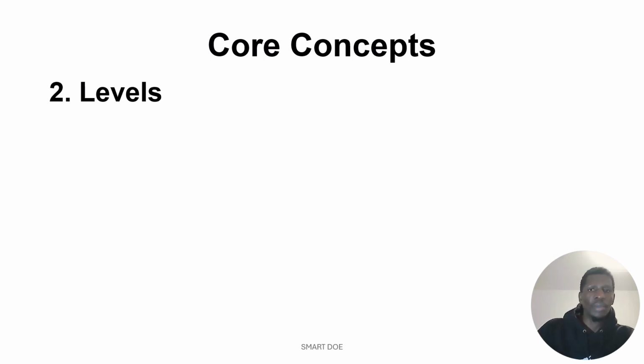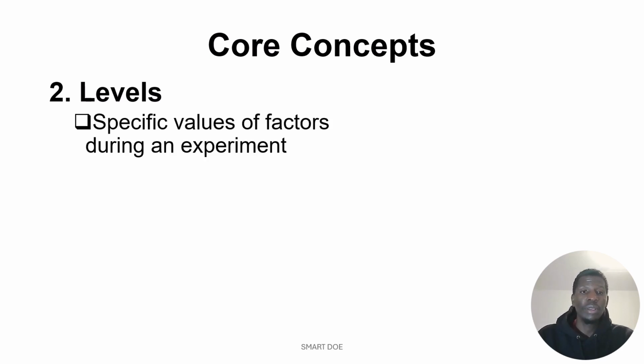The second core concept of DOE is what we call the levels. When we talk of levels, what do we mean? We simply mean those specific values that your factors will take during the experiment. If you are monitoring temperature, you can decide to monitor at 10 degrees, 20 degrees, 30 degrees, 40 degrees. These are the levels of that experiment.